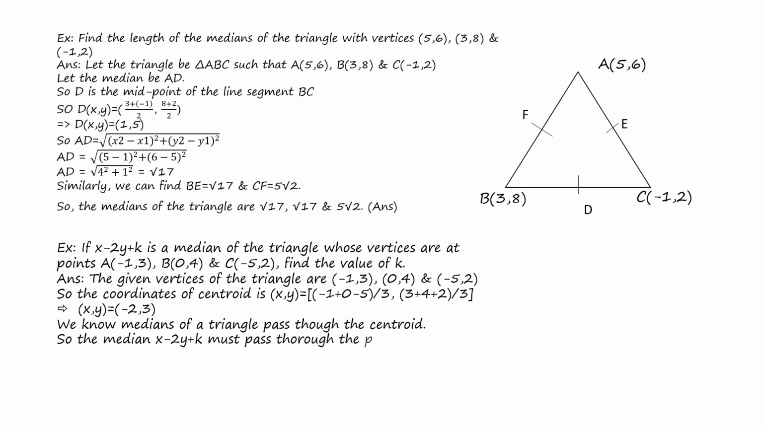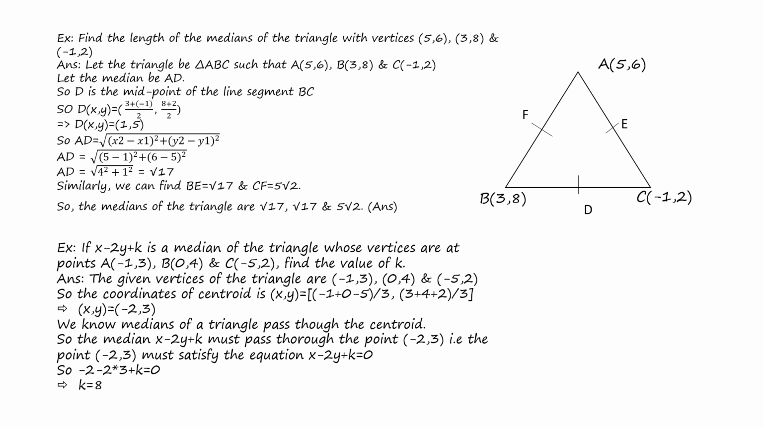We know that the medians of a triangle pass through the centroid. So the median x - 2y + k = 0 must pass through the point (-2, 3). That means the point (-2, 3) must satisfy the equation x - 2y + k = 0. So let's put the values of x and y in the given equation. We get -2 - 2 times 3 + k equals 0, or k equals 8. Thus the value of k is 8. That is the answer.